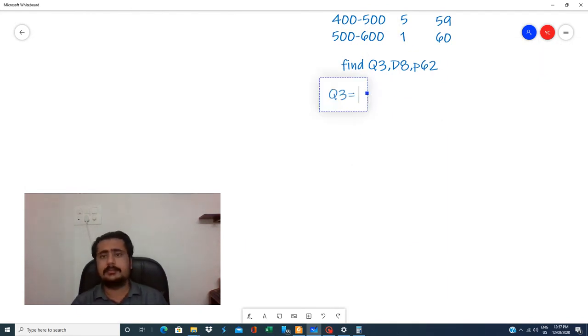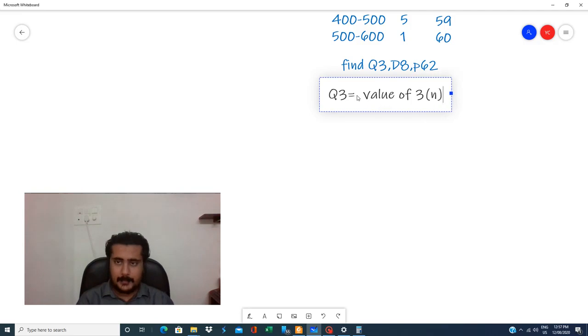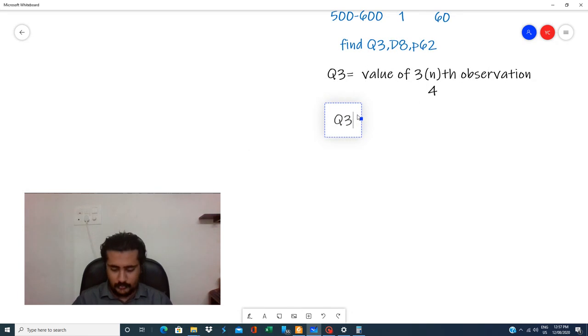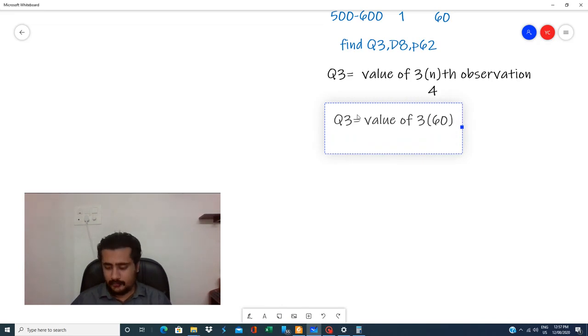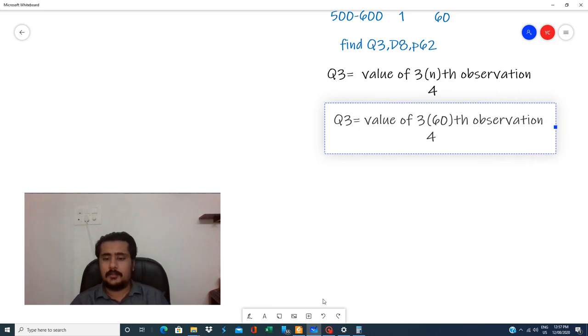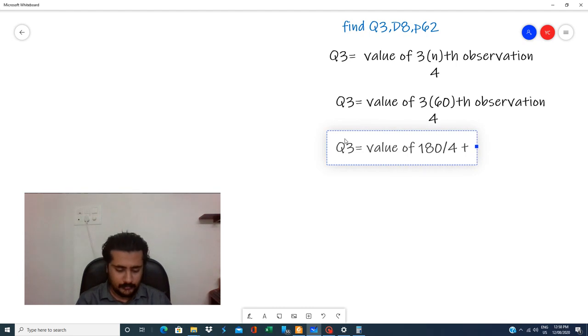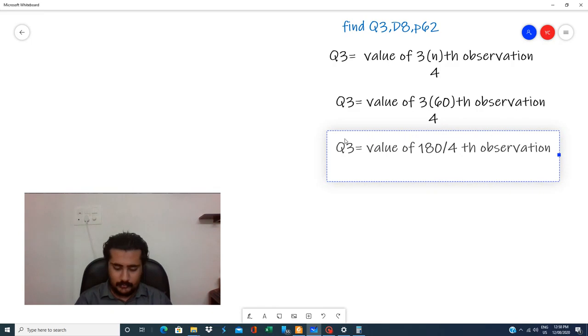Yes, what is Q3? Q3 is value of 3 into n upon, as this is quartile, it is n upon 4th observation. So Q3 is value of 3 into, now what is n? It is 60 upon 4th observation. Q3 is value of 180 upon 4th observation. Q3 is value of, what is 180 upon 4? It is 45th observation.